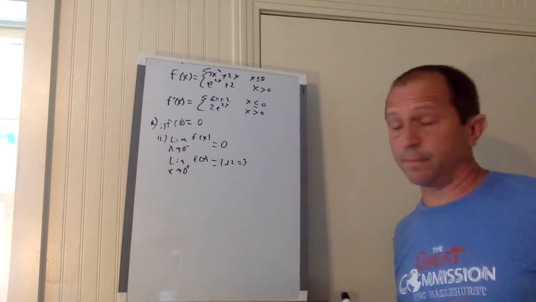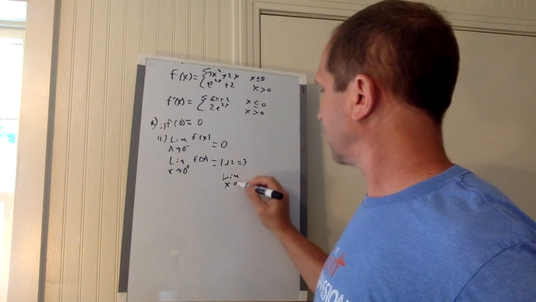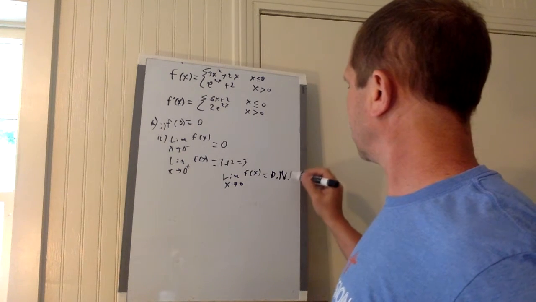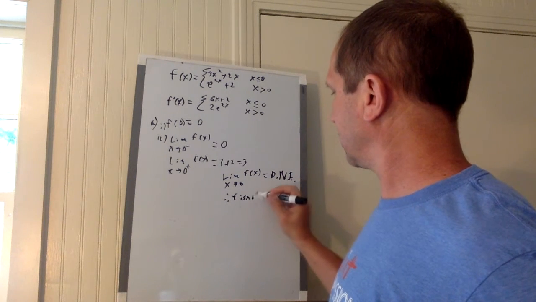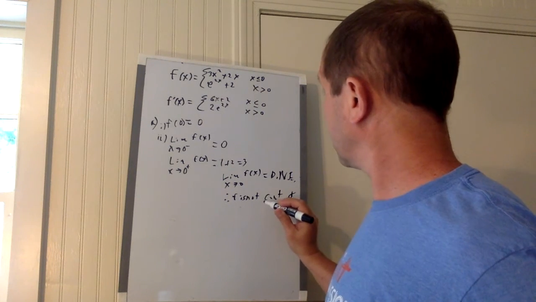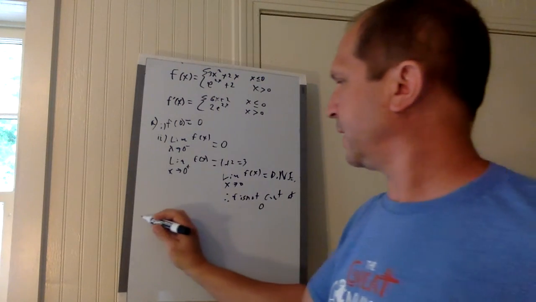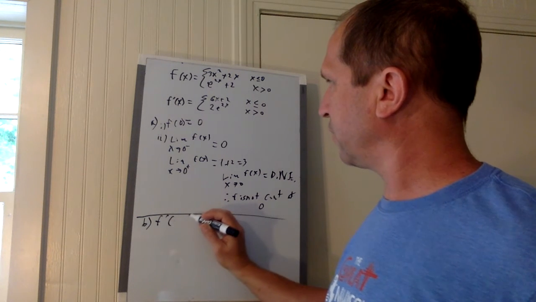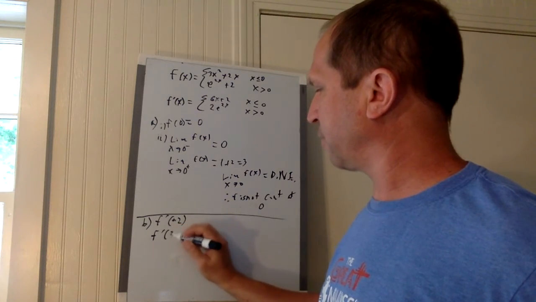So, the limit as x approaches 0 does not exist. So, therefore, f is not continuous at 0. All right, so that's part A. Part B is, what is f prime of -2 and what is f prime of 3?